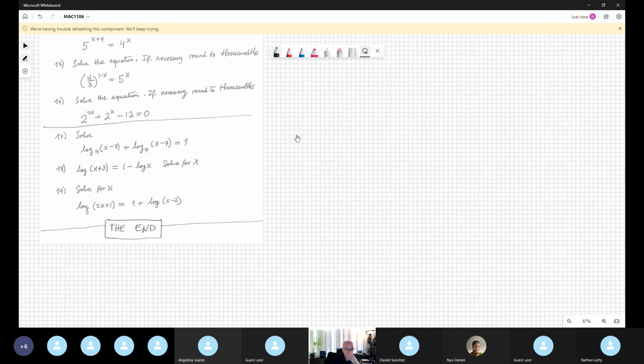Now 18 says: logarithm of x plus 3 is equal to 1 minus logarithm of x, solve for x. Oh, but I am confused, Professor, because you don't specify the base here. So what is the reason I do not specify? Oh, no, I do not know, I copied this from the review. What is the interpretation of this? When there's no specification of the base, what is the default number?